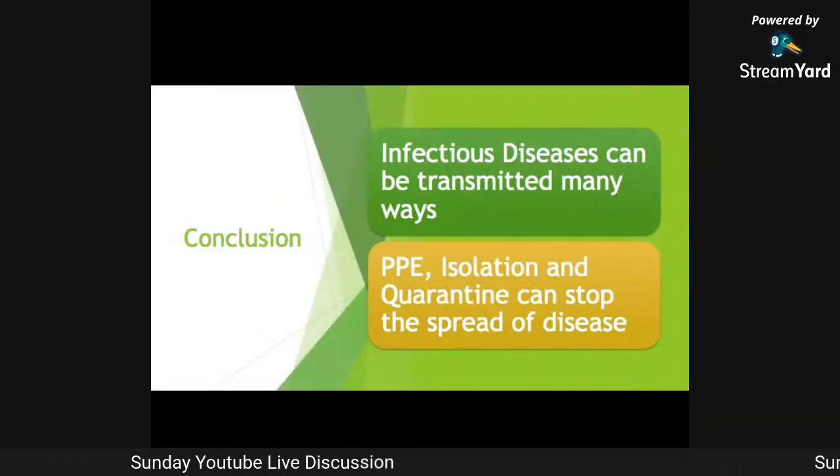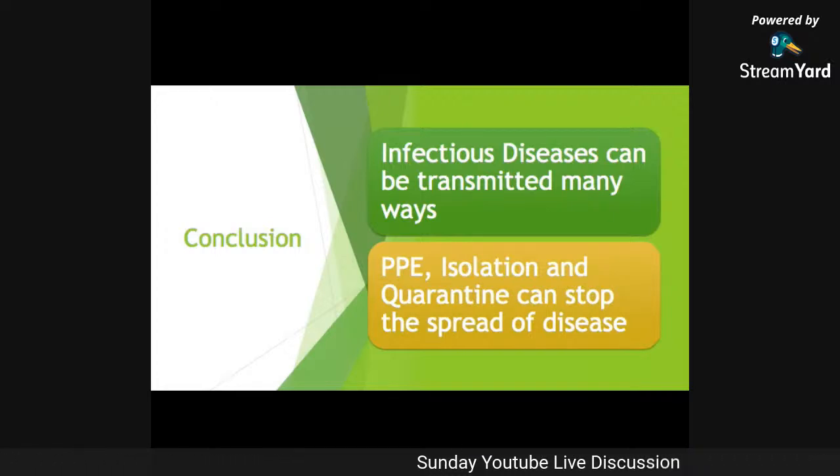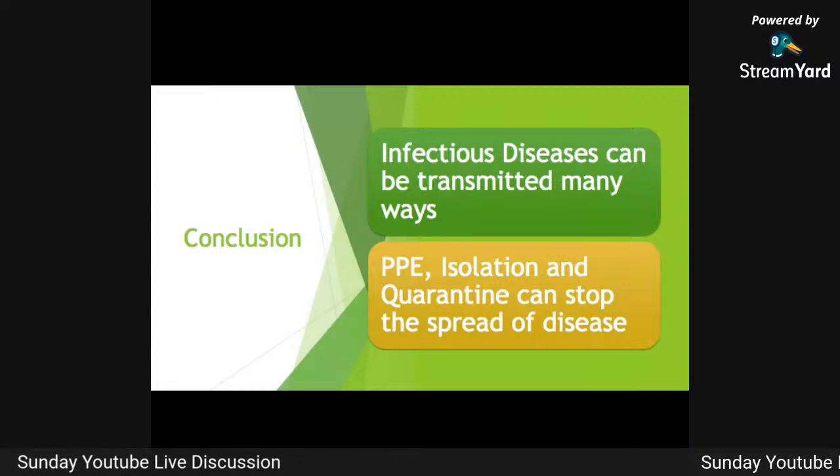All right, so in conclusion, infectious diseases can be transmitted many ways. Proper PPE, isolation, and quarantine can stop the spread of disease.